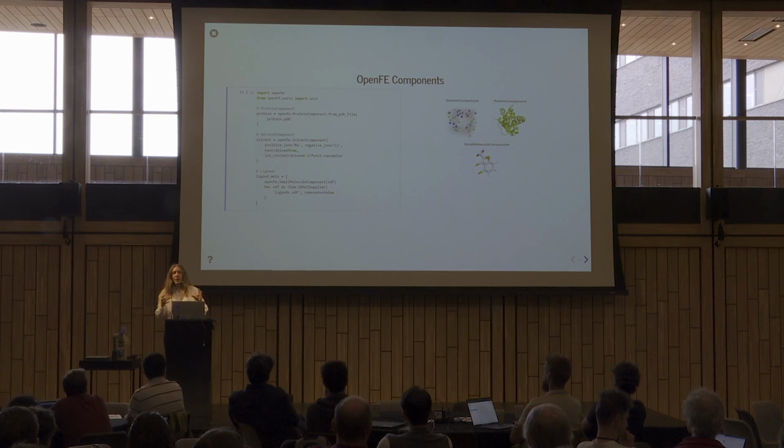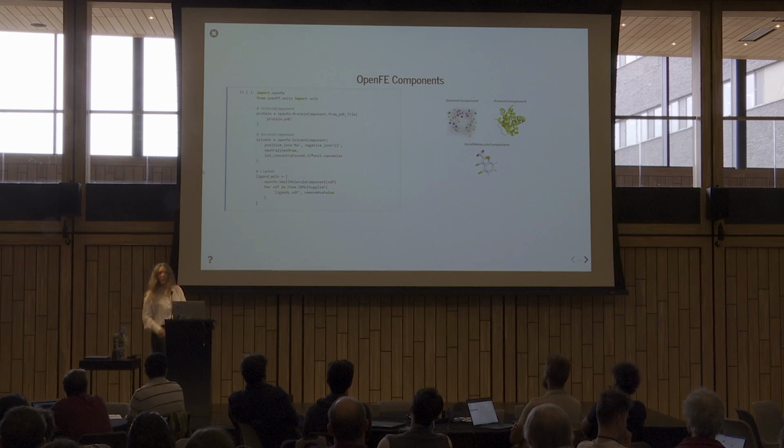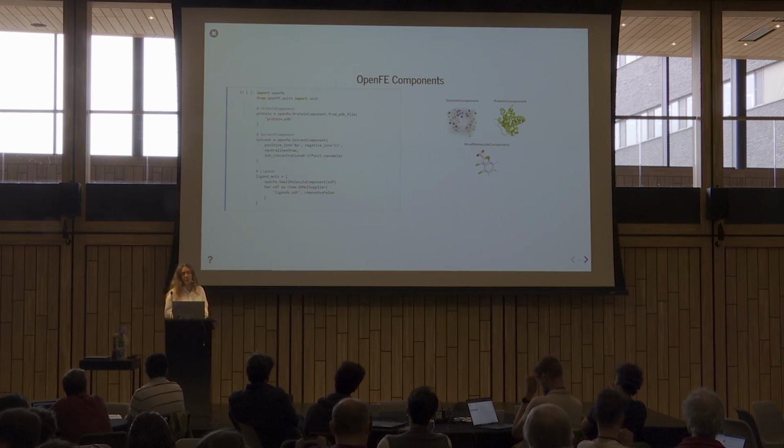In OpenFE, we need a way to define our molecular systems. The way we define them, we call them components. And we have different components for different parts of our systems. We have solvent components, which will have the water and the ions. We have protein components, and they could be a protein, could also be another biopolymer. And we have small molecule components that, like the name says, are small molecules. It could be our ligands, but also if your system has cofactors, you would also load them in as a small molecule component.